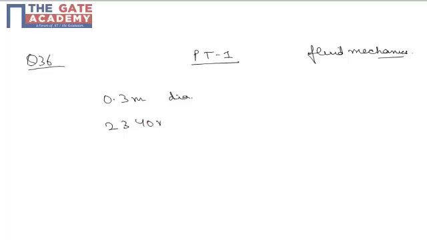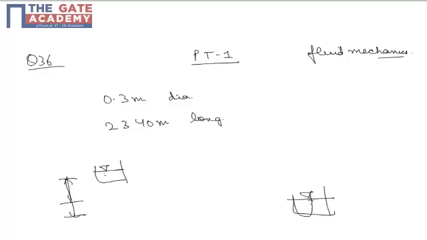Question number 36 of part test 1 is from fluid mechanics, from the topic of flow through pipes. In this question it is given that a 0.3 meter diameter pipe is 2340 meter long and it connects two reservoirs whose surfaces are separated by a distance of 72 meter, and the pipe is like this.